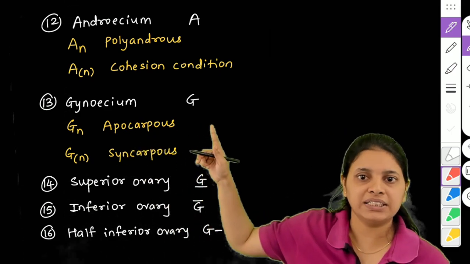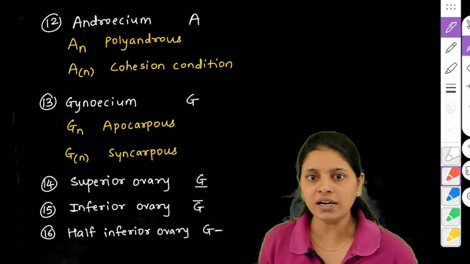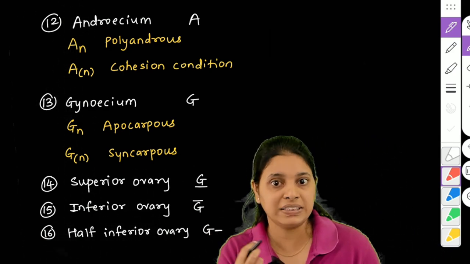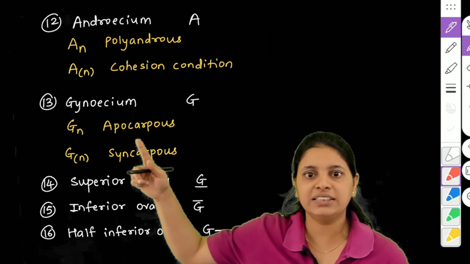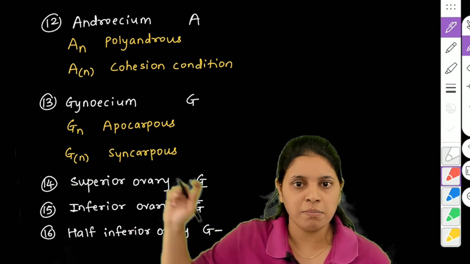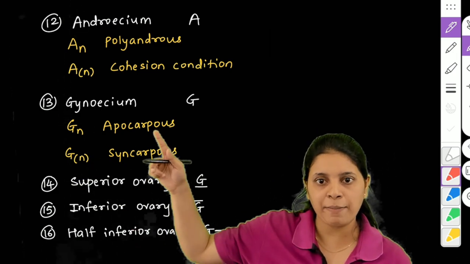Gynoecium is represented by the letter G. It is the female reproductive whorl of the flower. Here also the basic unit will be carpel or pistil. If the carpels are free, then the condition is apocarpous. So G and the number of carpels will be mentioned here. There is no bracket. That means free carpels, apocarpous.